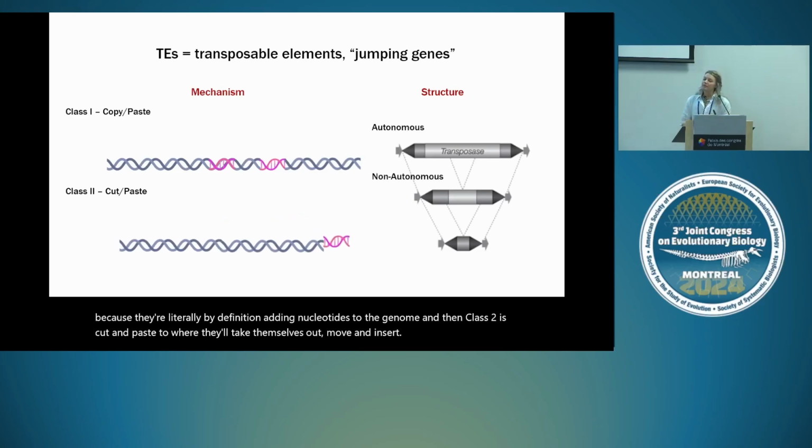For structure, we have autonomous and non-autonomous. So autonomous are those that have all of the necessary gene machinery to move themselves from one place to another. For class 2, that's usually a transposase. For class 1, that's things like integrase. They have a few more. I don't work with class 1 as directly. And then there's non-autonomous, where they've been mutated, they no longer transpose, potentially.